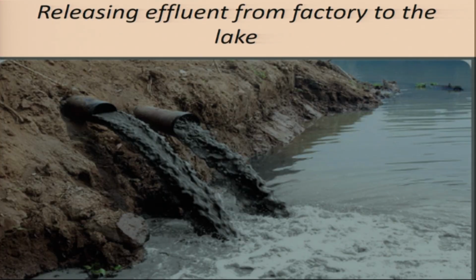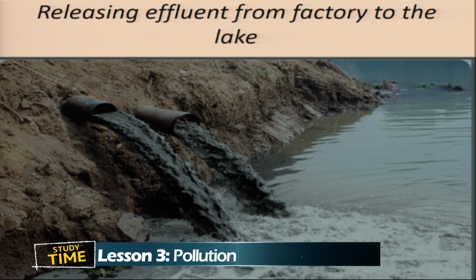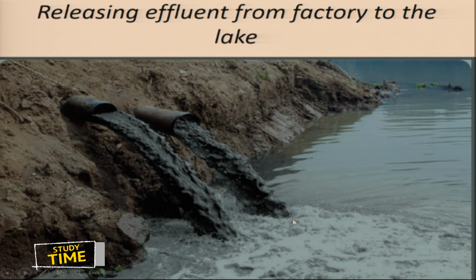That is another case, what we call releasing effluent from factory to the lake. Some factories which are constructed near the lakes release their waste, the sewages, in the water bodies, and in the end, these aquatic organisms are affected, you can see. The pipes releasing dangerous waste, the sewages, in the water bodies. So this is also polluting water by the factories.